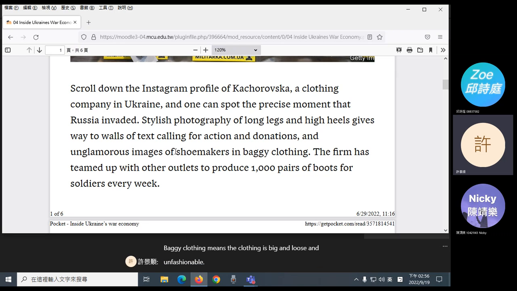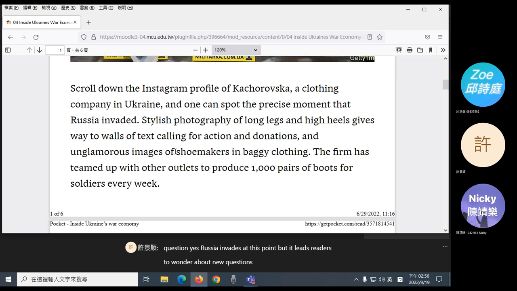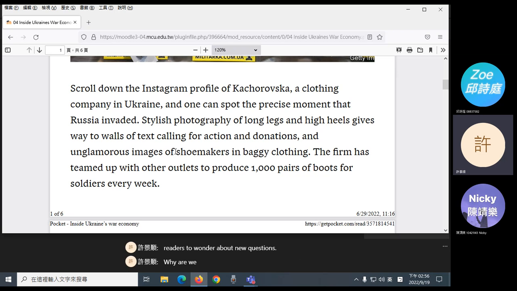So when you read the second sentence, that answers your question. Yes, Russia invades at this point, but it leads readers to wonder about new questions. Why are we looking at shoemakers? It's a clothing company. They don't only sell shoes. So why are we looking at shoemakers?